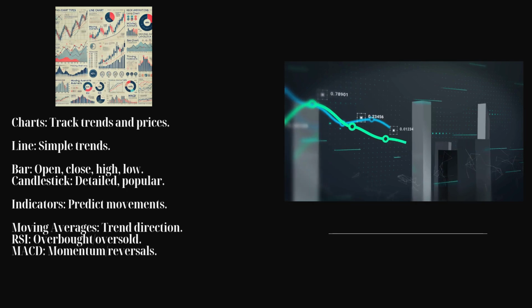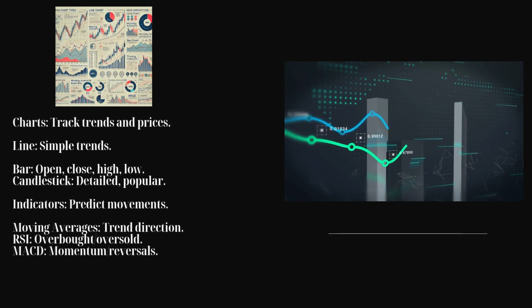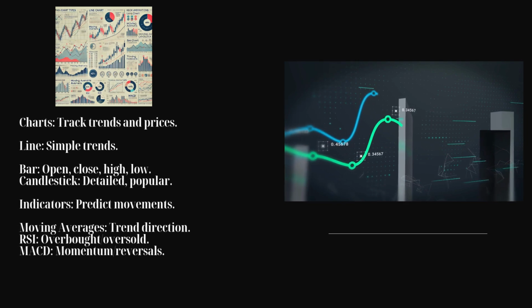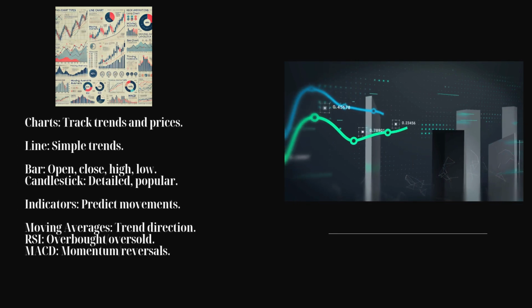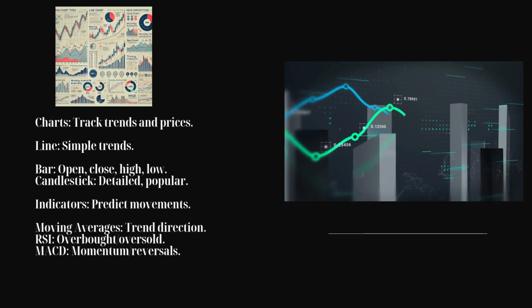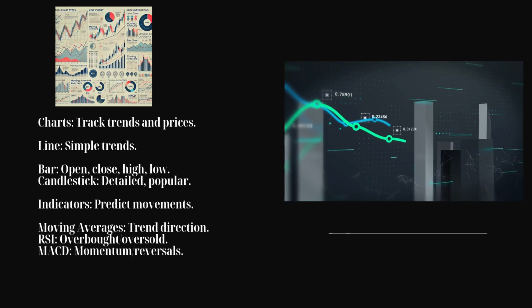Types of charts. Line charts: simple and great for tracking overall trends. Bar charts: show opening, closing, high, and low prices for a specific time period. Candlestick charts: most popular for traders, offering detailed price movement information.